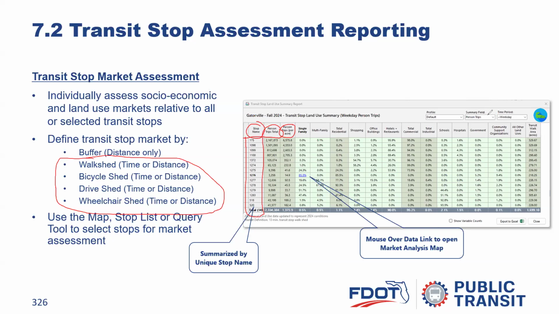whatever you have selected. And then the same kind of reporting applies as we've seen in the last few assessments. So the selection method can vary. You can use the map, you can use the stop list, you can use the query tool to select them. So lots of ways to select and as inputs to this tool.